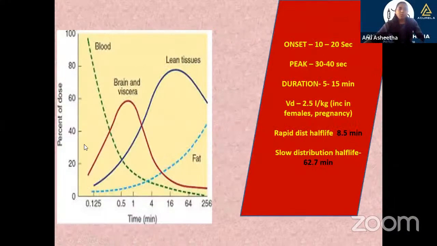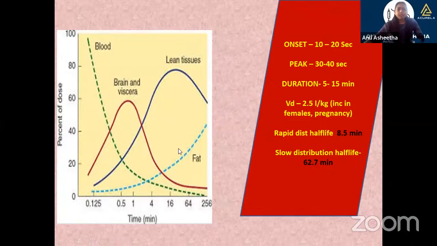So here is the picture. When thiopentone is injected intravenously, within less than a minute, it reaches the peak in the blood. Then it is rapidly distributed to the brain and the highly perfused organs like liver, kidneys, and lungs. Then it gets redistributed to lowly perfused organs like lean tissues and muscles. This takes place within 5 to 15 minutes.